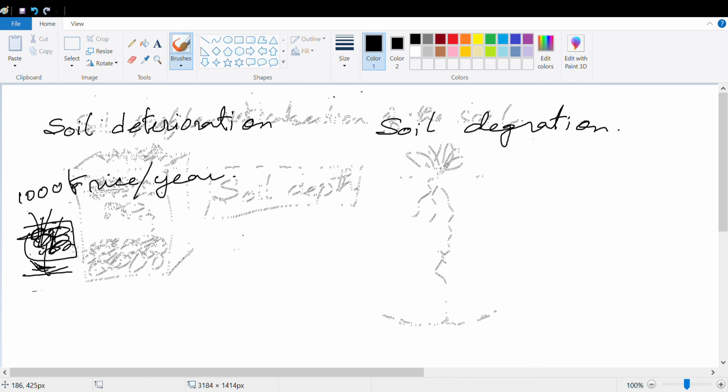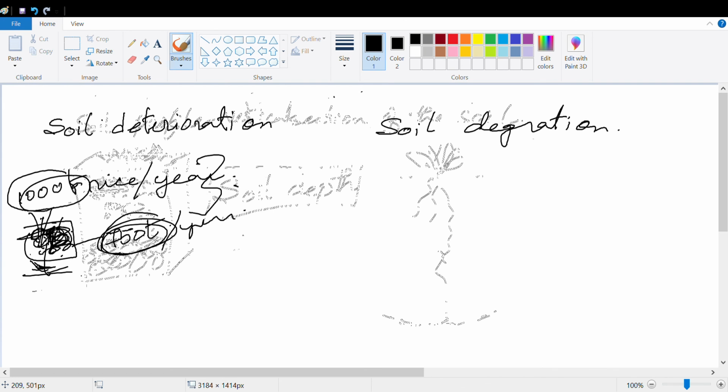So it could decrease from 1000 to 750 tons of rice per year. It could produce 1000 tons, but it reduces to 750 tons due to some destructive process going on in the field, that is called soil deterioration. And please keep this in mind, the difference between these two terms is important.